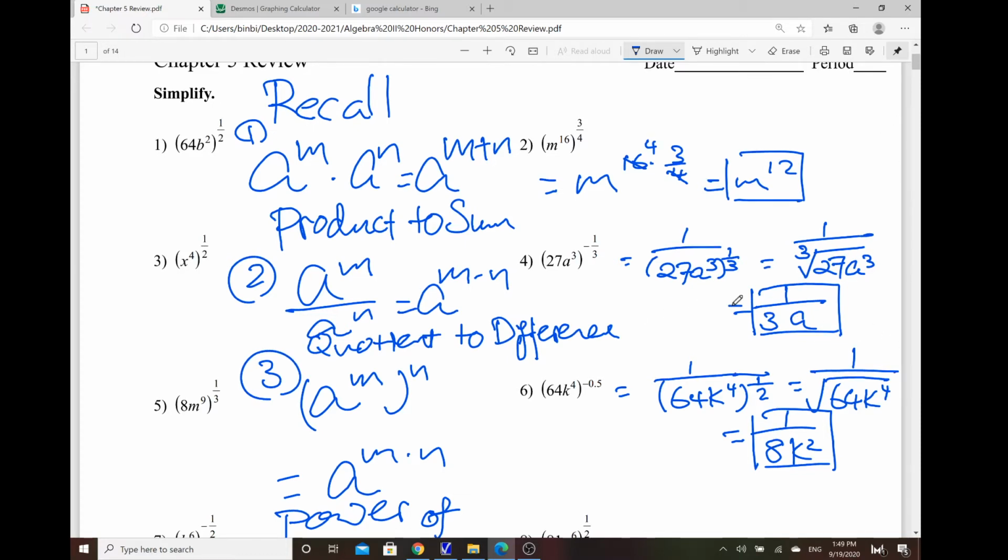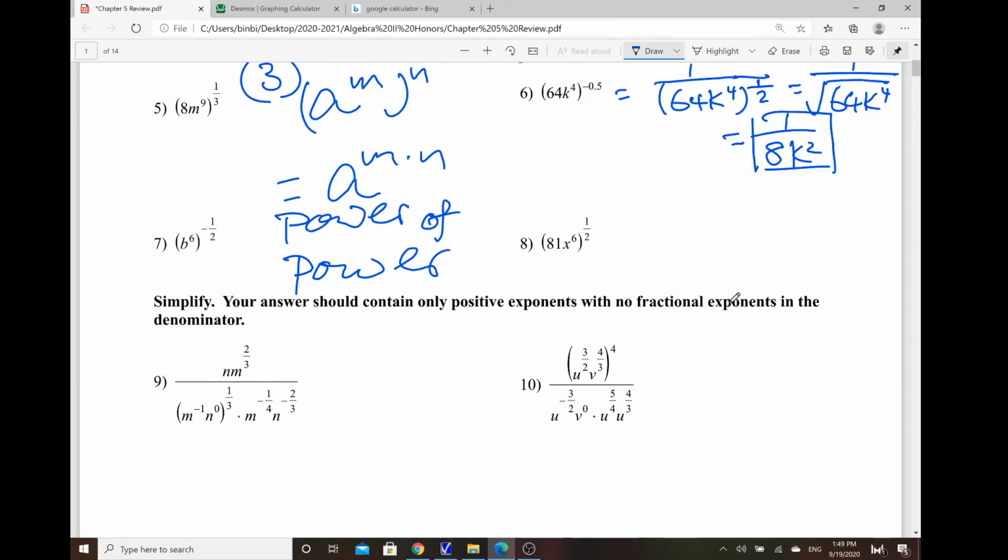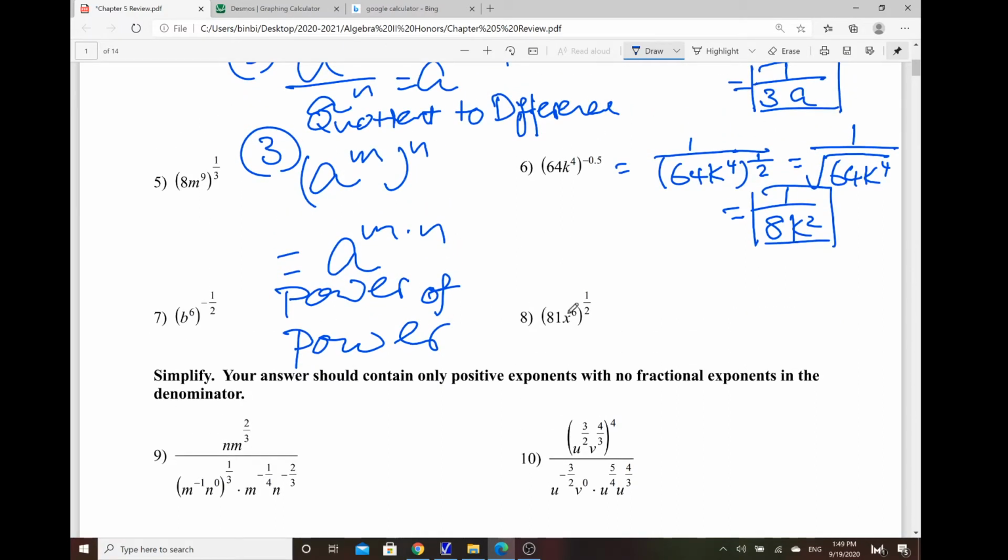Okay, let me just bring this down a little bit. Okay, number 8. And now what we got here, 81x to the power of 6, and then the whole quantity to the power of 1/2. So again, this one we can always convert back to the radical form. So square root of 81x to the power of 6. Again, if the index number is not shown, that means here it's considered 2. It's a square root. So square root of 81, that'd be 9. Square root of x to the power of 6, x to the power of 3. So 9x to the power of 3.